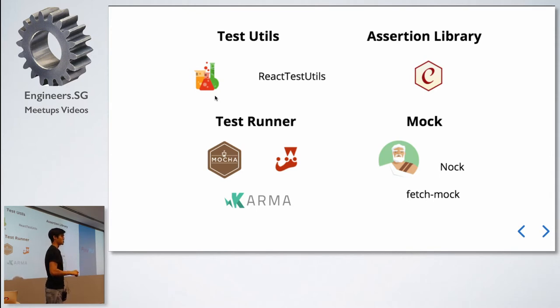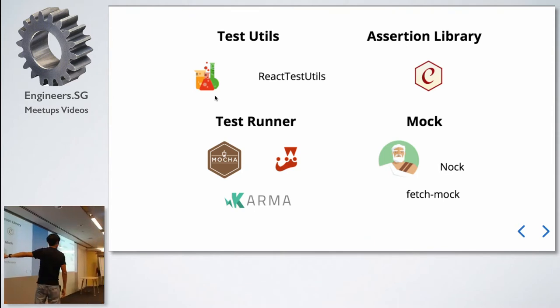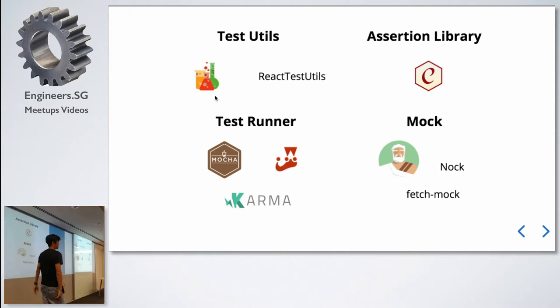Enzyme works quite similar to jQuery. So you can .find and then your component or your class name. Actually, there's also the React test utils, but Facebook also shared that we should use Enzyme instead because it's a lot easier. Mocha and Jest are test runners, Karma is another test runner, and we have another called AVA, which I didn't really play with.